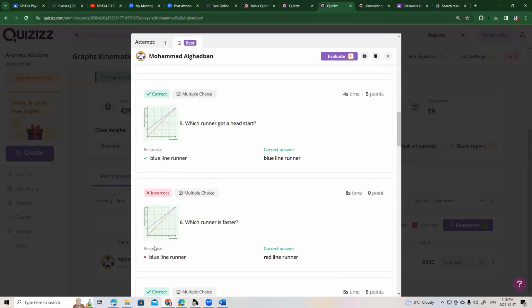Okay, correct. Okay, who is faster? Okay, the bigger the slope, the faster the object. So slope is the steepness of the line. So what you can do, you can measure this horizontal line. Which is steeper, the blue one or the red one? So red is steeper. So the red line is faster.